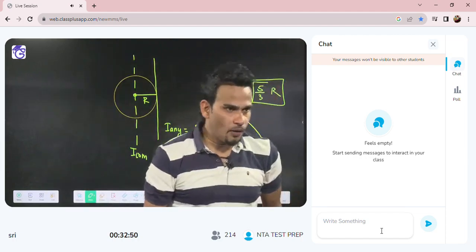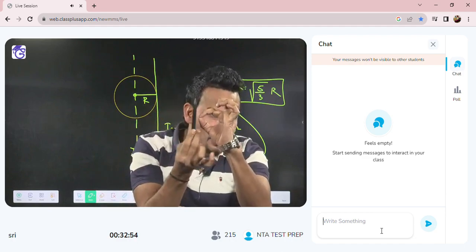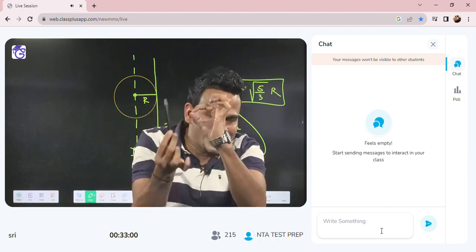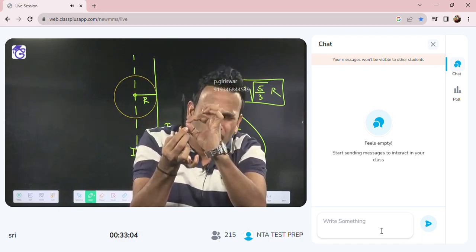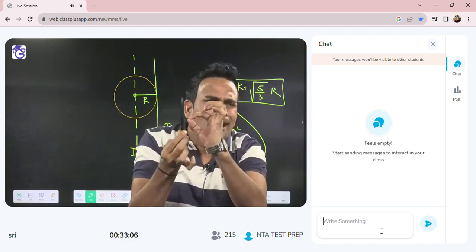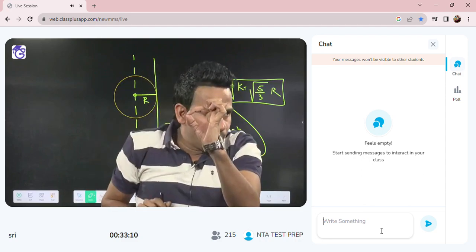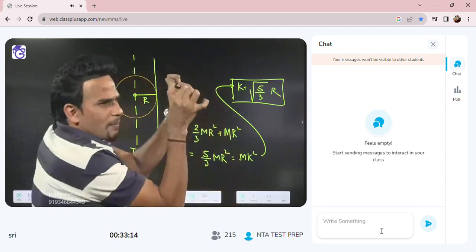Okay. So one tangent, this is also tangent, this is also tangent. This is tangent perpendicular to the plane of the ring. This is tangent parallel to the plane of the ring, or you can say tangent in the plane of the ring, or you can say tangent parallel to diameter. Now just see, very important. Now what will happen when you calculate moment of inertia about this axis?